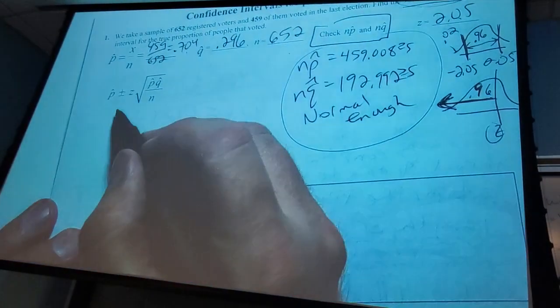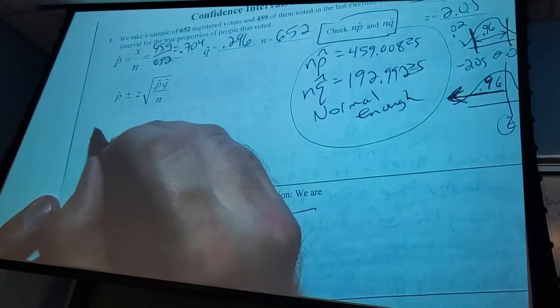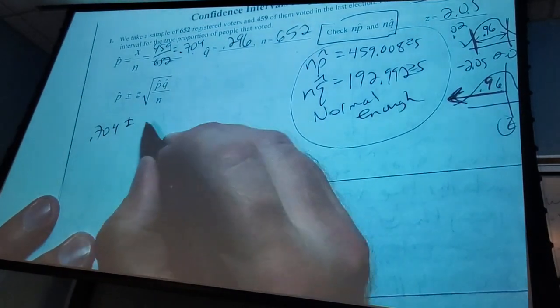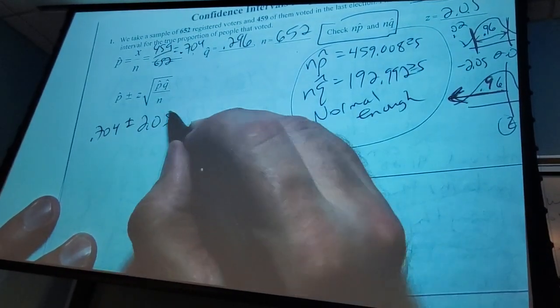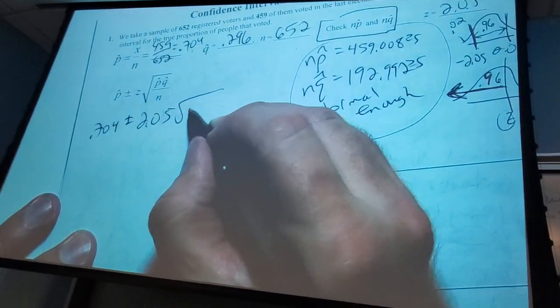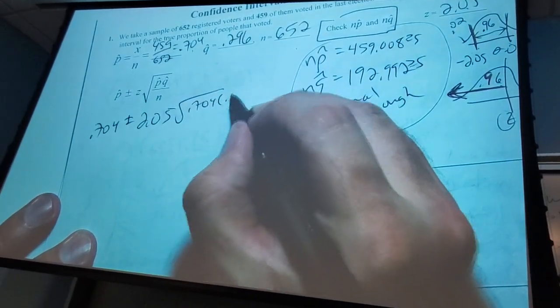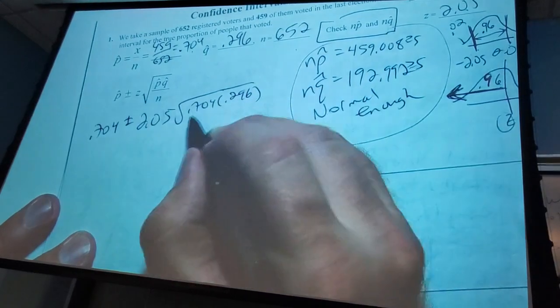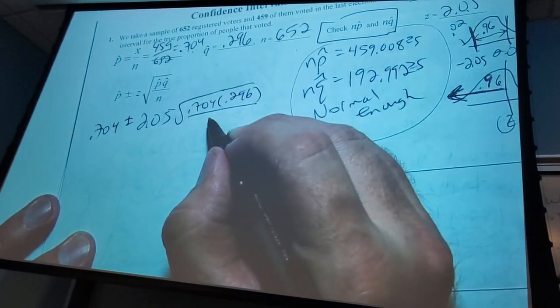All right, do we know p hat? 0.704. 0.704, give or take 2.05 of these. So now it's just a question of, can you put it in the calculator correctly?